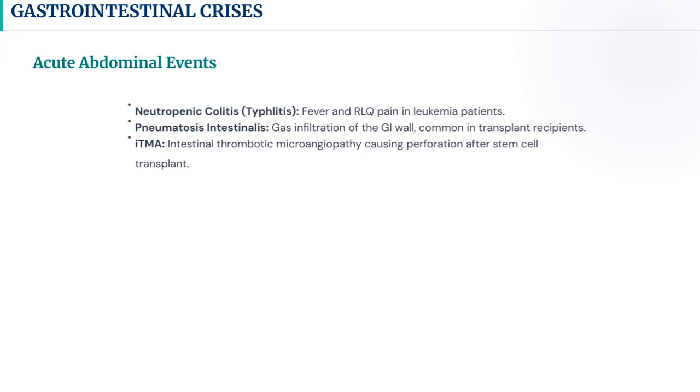Gastrointestinal crises are serious complications we need to watch for, especially after stem cell transplants. One is intestinal thrombotic microangiopathy, a condition that can cause dangerous perforations. Then there's pneumatosis intestinalis, where gas infiltrates the gut wall, something we often see in transplant patients. Another is neutropenic colitis, or typhlitis, marked by fever and pain in the lower right abdomen, common in leukemia cases. These acute abdominal events require quick recognition and action.